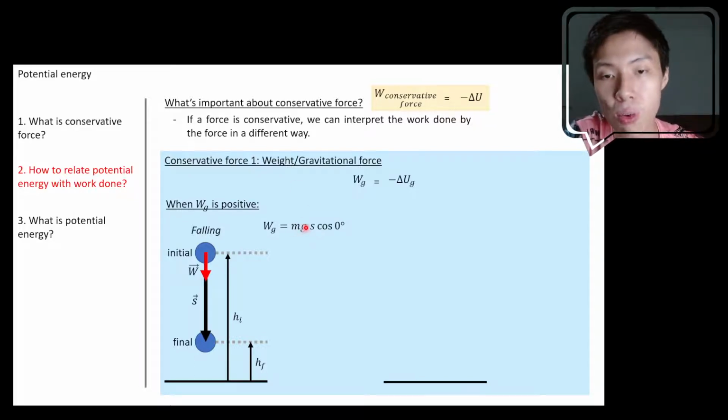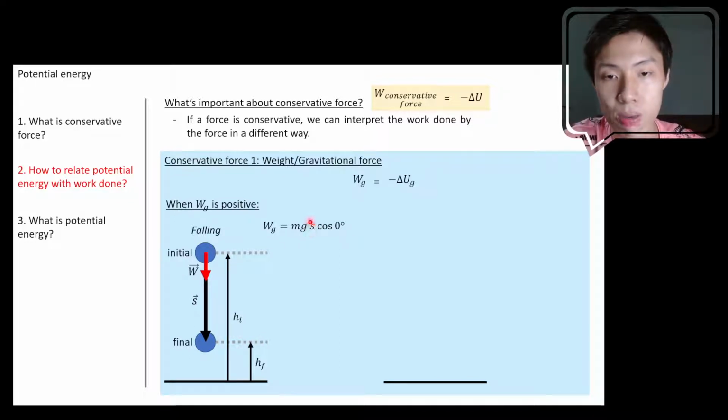Again, the magnitude of weight and the magnitude of displacement must always be positive, because they are magnitudes of vectors, and the magnitude of a vector must always be positive. The magnitude of weight is just mg, which is what we learned from chapter 4. The magnitude of displacement is something we need to be more careful about. Our aim is to make this magnitude of displacement positive.